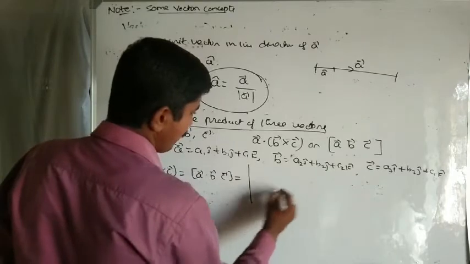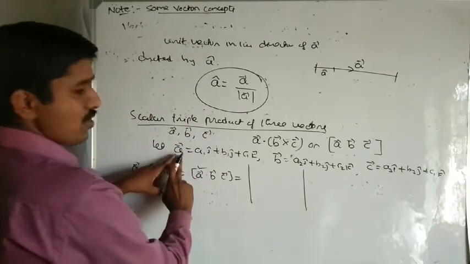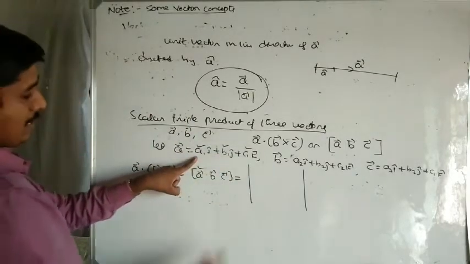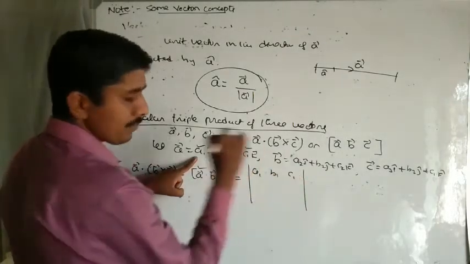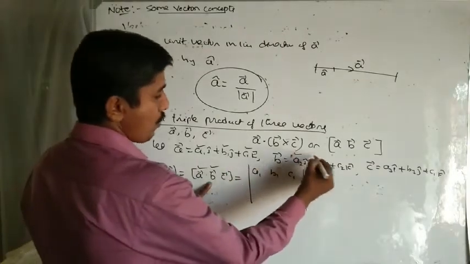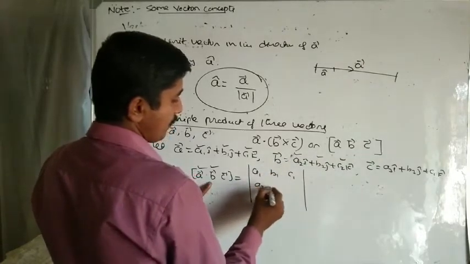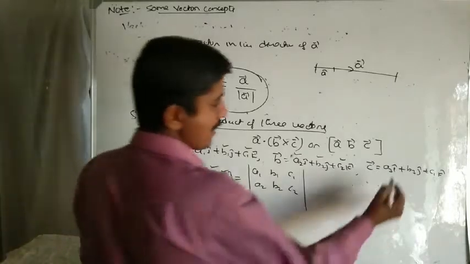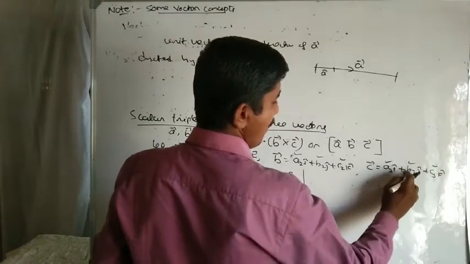In determinant form, in the first row, your first vector components, meaning i coefficient, j coefficient, k coefficient in order: A1, B1, C1 are the first row elements. Next, in the second row, vector B components: i coefficient, j coefficient, k coefficient, A2, B2, C2. In the third row, vector C components: i coefficient, j coefficient, k coefficient, A3, B3, C3.